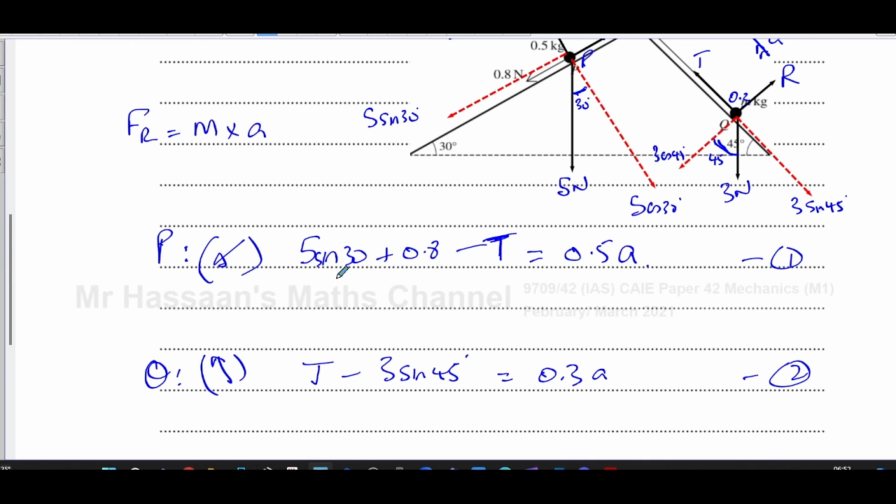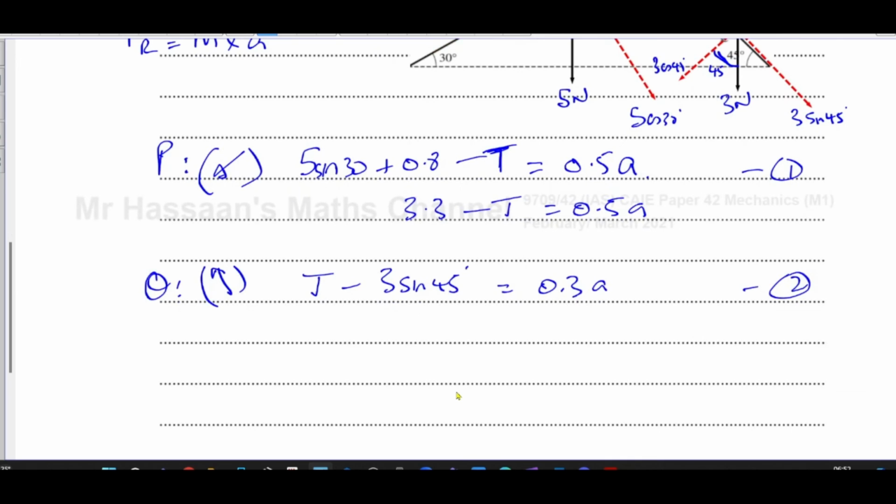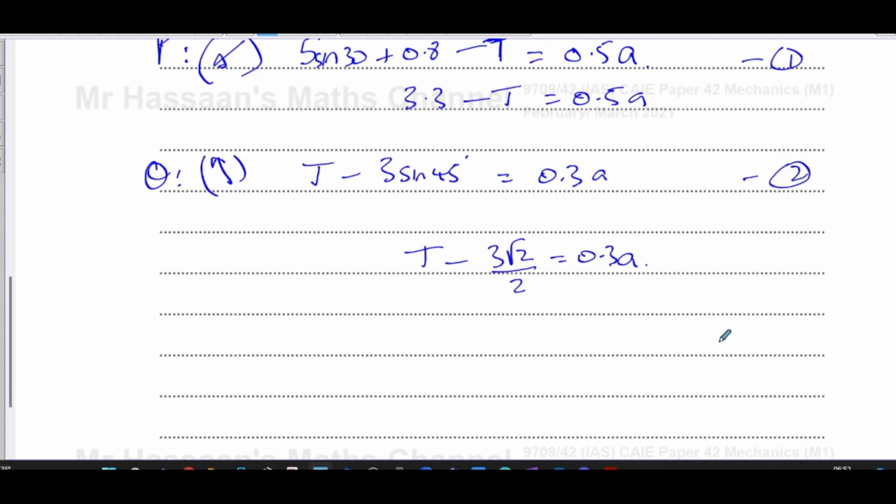So let me simplify this equation. 5 sine 30 is 2.5. 2.5 plus 0.8 is 3.3. So 3.3 minus T equals 0.5A. And here you have T minus, I'll write this in an exact form. I know that sine 45 is root 2 over 2. So that's going to be 3 times root 2 over 2 equals 0.3A. So these two equations together, I can now try to deal with them.